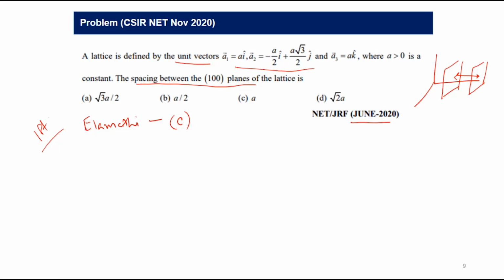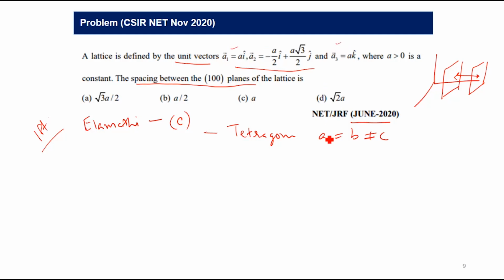By the way, Ilamati, how did you get option C? What is your approach? Using tetragonal form. Okay, you are saying that the lattice is tetragonal. C tom means A is equal to B, not equal to C. So you are saying that this and this.